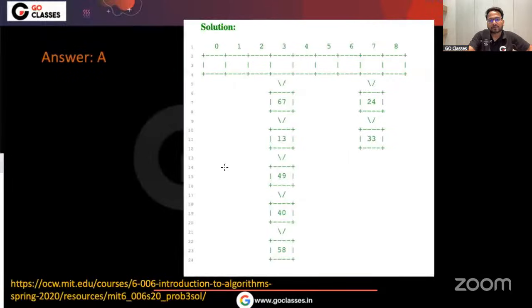Okay, so I think I have the answer. In the bucket 3, you will be having 67. And then 13 will be in the bucket 3. So you just have to apply this hashing function. By the way, this question I have taken from MIT. I mean, this is an easy question, but still I'm just telling you, I have taken this from MIT.